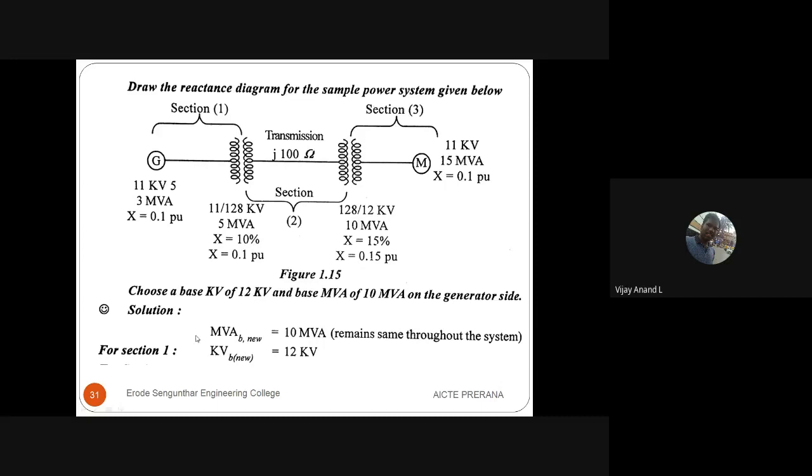Okay, so totally we have to split into various sections. Fine. We know MVA base new is equal to 10 MVA. It should be maintained constant throughout the sections. Okay, consider first section one, that is the generator side. So the generator side kV_B new value will be 12 kilovolt. That is given here. That is for the generator. The given new value of voltage is 12 kV.